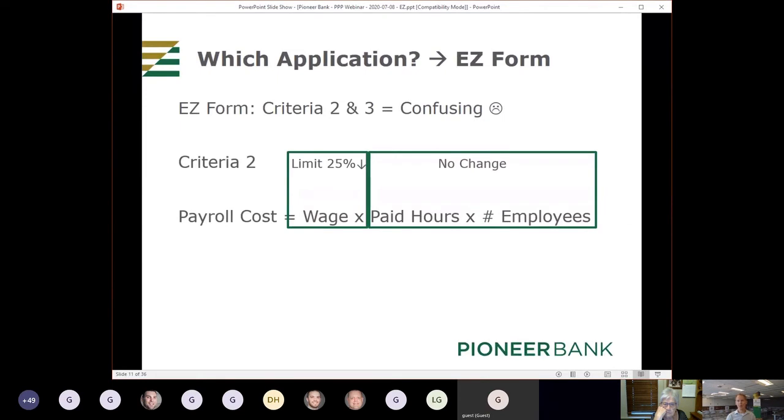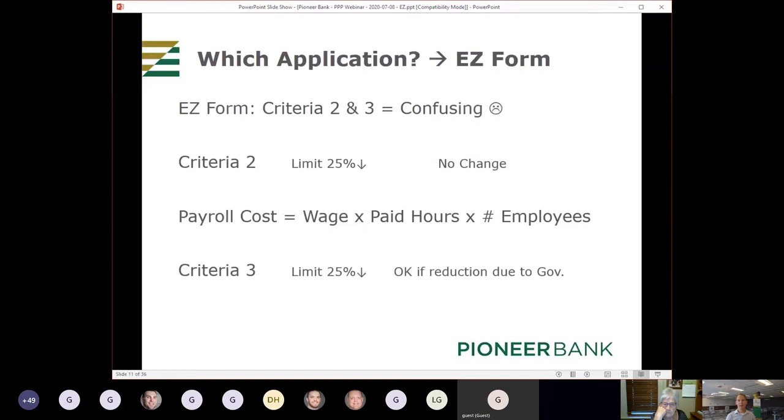Then on the flip side, criteria 3 says something similar, where you can drop the wages by up to 25%, and then it's okay if the paid hours and the employees went down, as long as it was you being compliant with government rules and regulations. So hopefully that will make it a little bit clear as far as what the intent of those criteria are trying to do. It really all harkens back to the goal of the program, which was keeping people employed during a weird period of time.